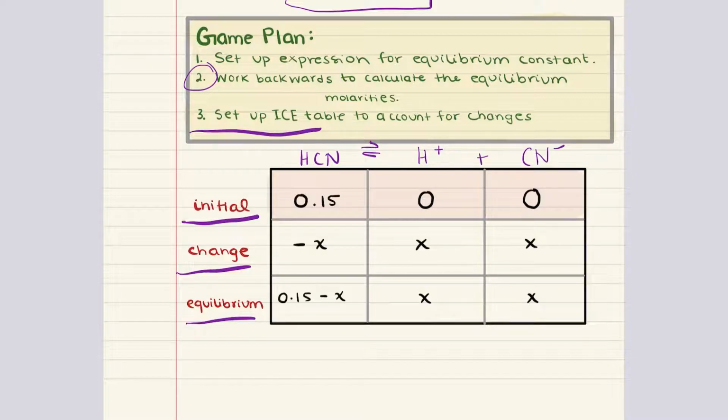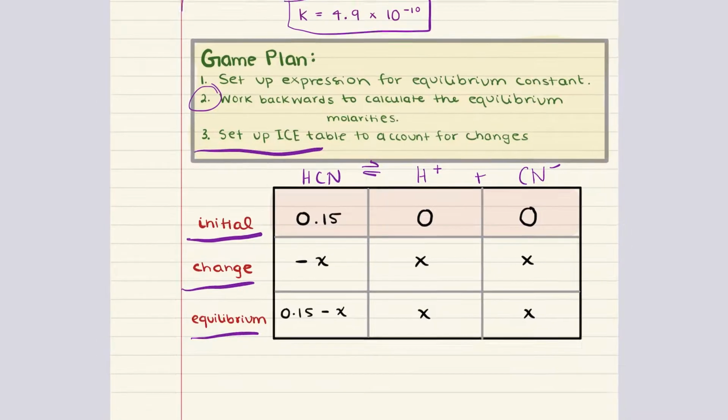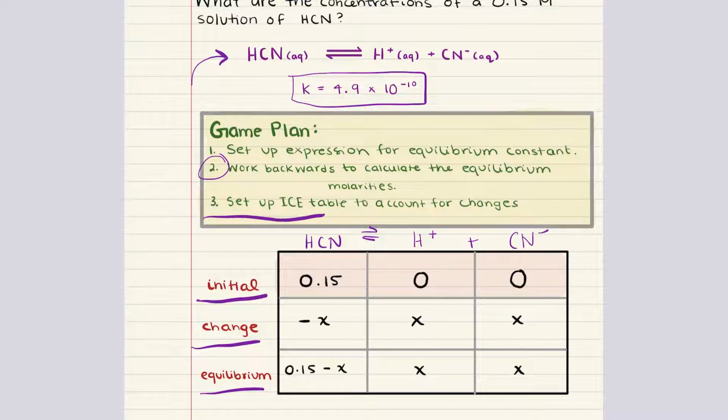So let's go ahead and set this up for our problem. Starting off with initial concentrations, we're given that we're dealing with a 0.15 molar solution of hydrogen cyanide. So that is our concentration for hydrogen cyanide. This is the beginning of the reaction, so no products have formed just yet. That means the concentrations of the hydrogen and cyanide ions is just 0.